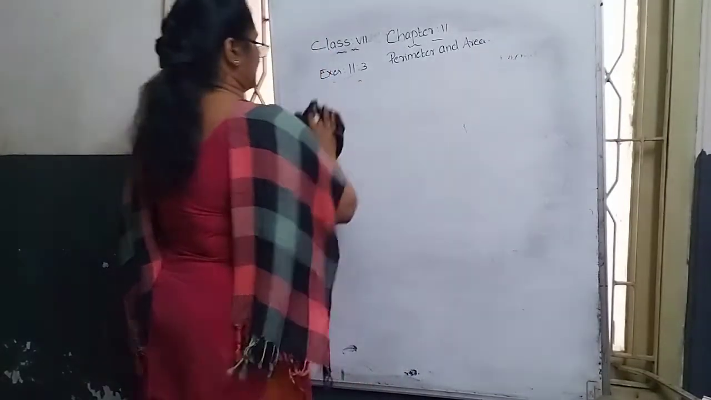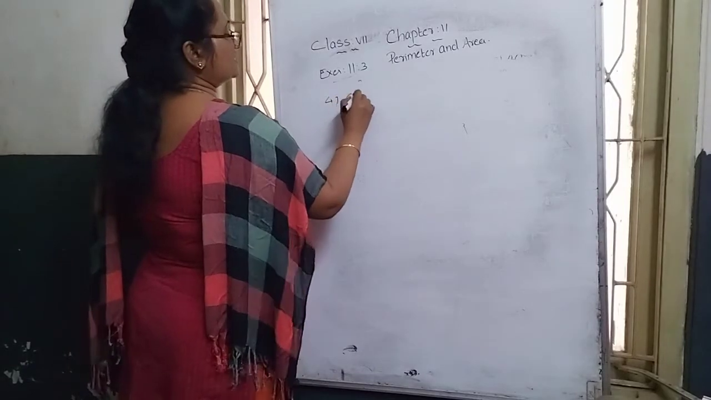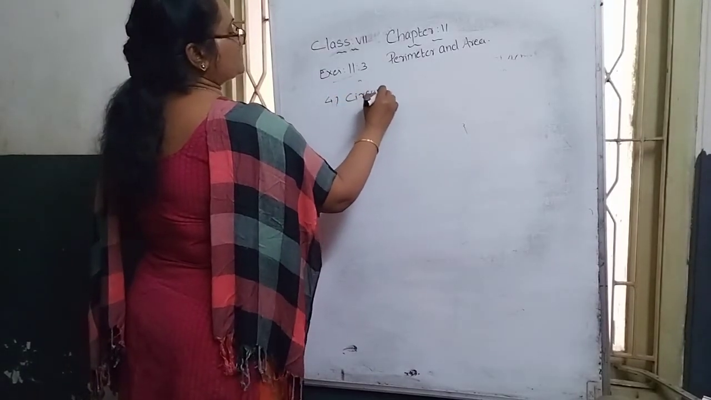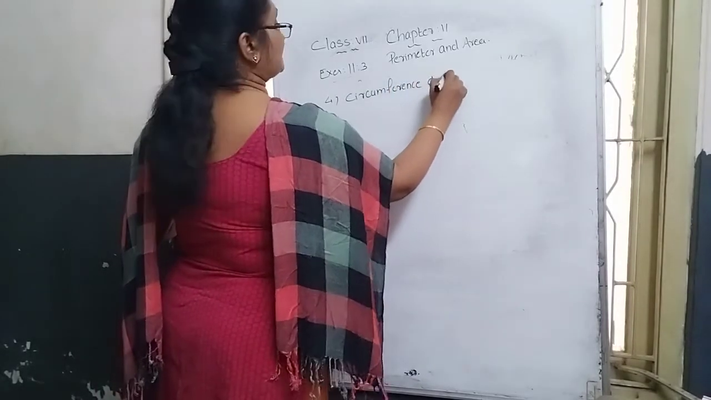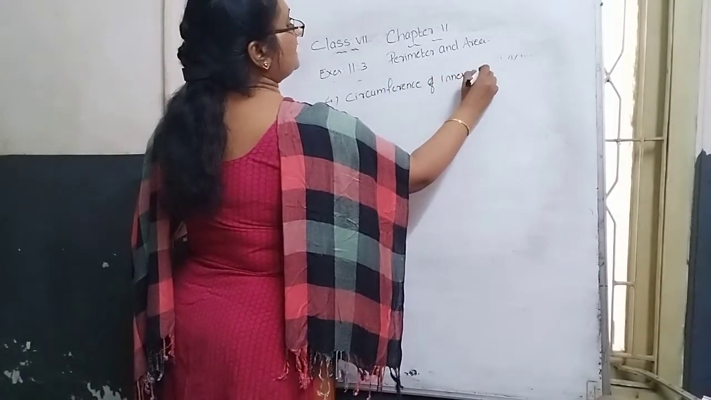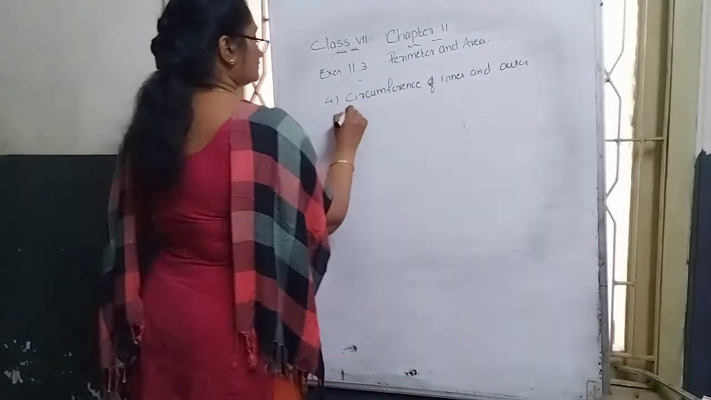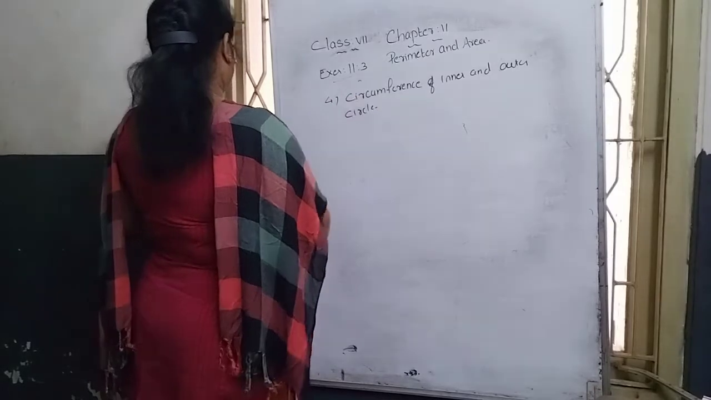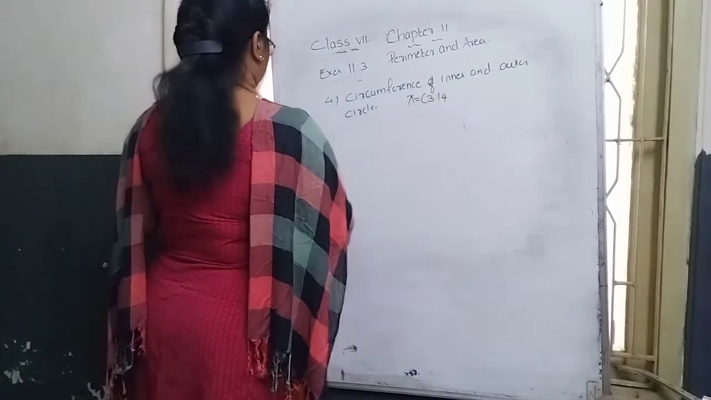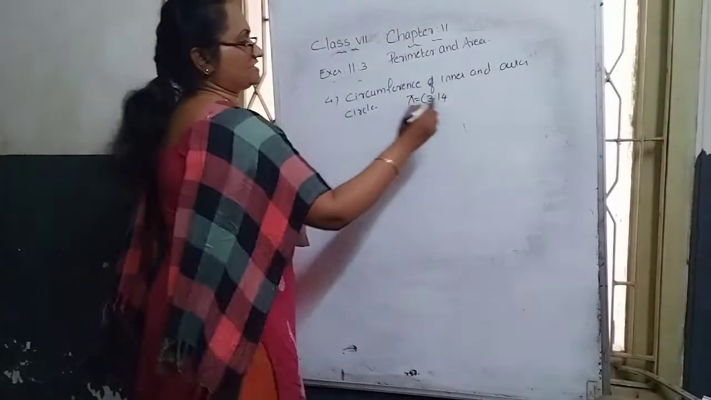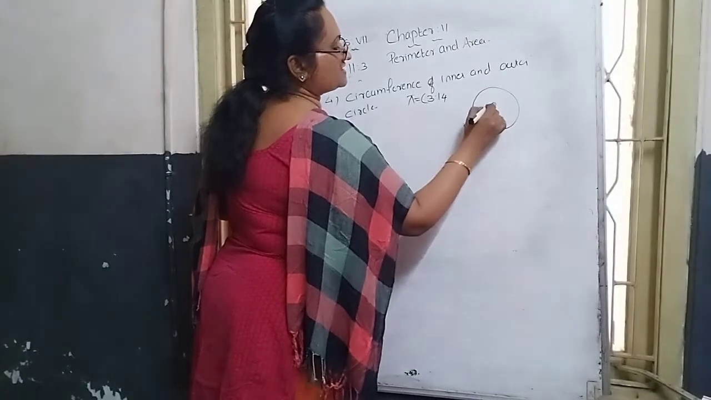Next, the fourth question. Find the circumference of the inner and the outer circle. Consider the pi value as 3 point something. The diagram is given there: the outer circle is this one, and the inner circle is the small circle.